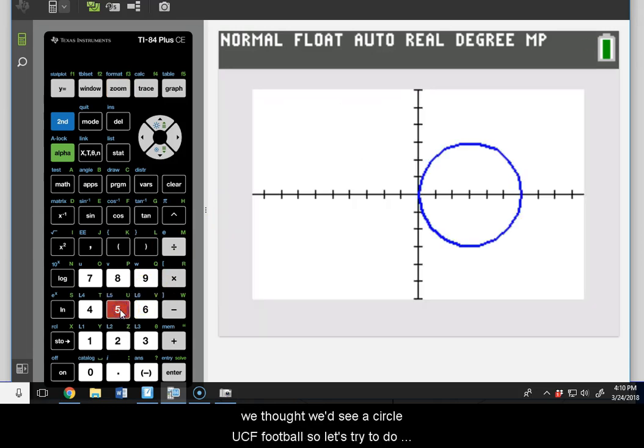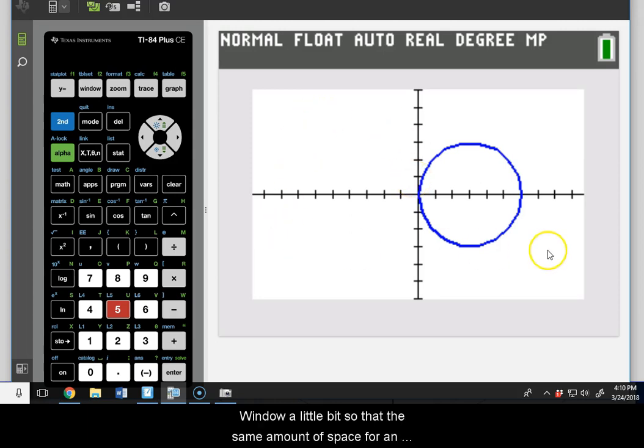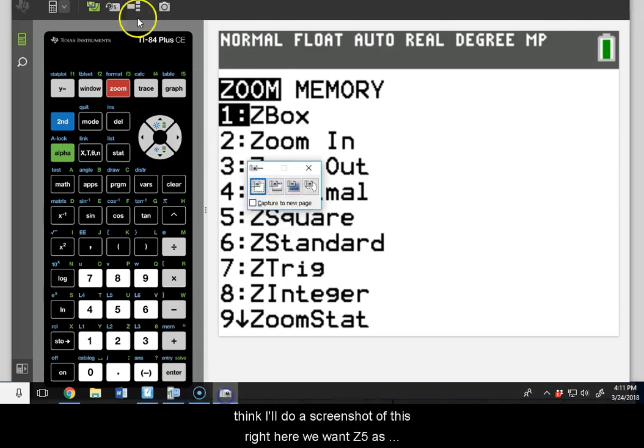So let's try to do zoom 5, ZSquare. That should square up our window a little bit so that the same amount of space for an x is for y. It's not stretched out, because remember, you have a screen that is not a square. So I think I'll do a screenshot of this right here. We want Z5 as necessary.